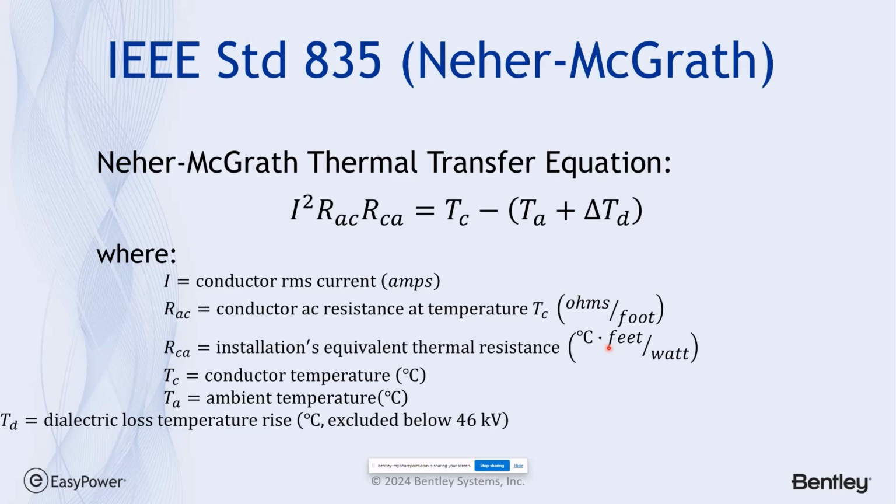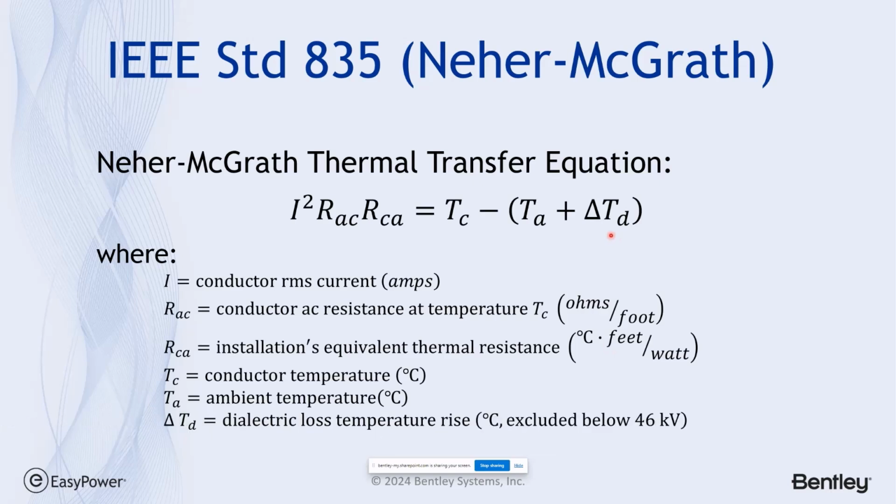In this step, they also add a correction factor to this equation, which is the dielectric loss temperature rise factor. It is basically the heating caused by very strong electric fields. So if you are working with cables below 46 kV, this basically will drop away to zero, and we're left with the equation we saw from the heat circuit on the prior slide.